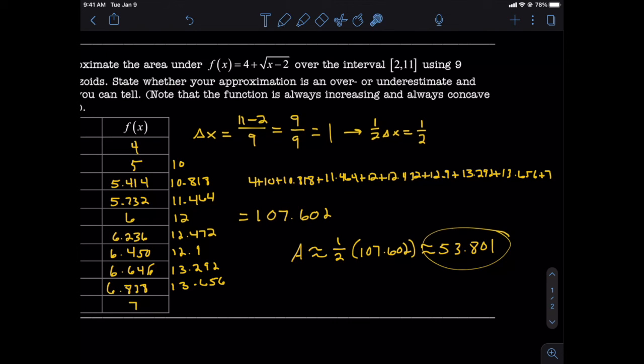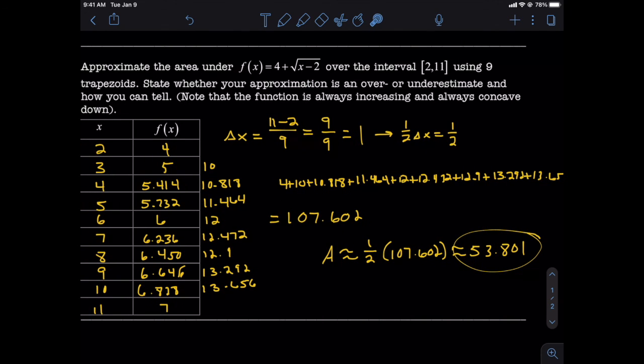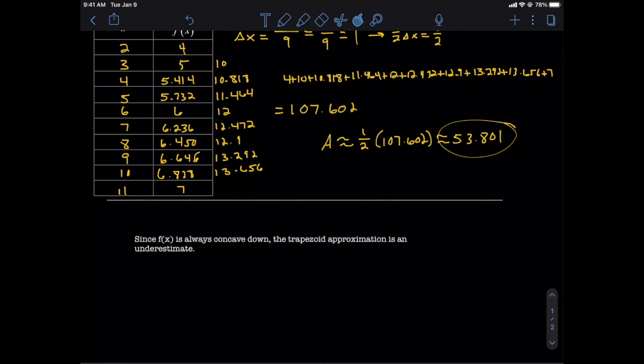Now, we also need to answer the question, is this an over or an underestimate? And again, our function is always increasing, and it's always concave down, and that's the one that we're actually interested in. Our explanation is at the bottom of the screen here. Since f of x is always concave down, the trapezoid approximation is an underestimate. So the actual area under the curve from 2 to 11 is greater than 53.801. By how much, we don't really know, but to be honest with you, it's probably not that much more.